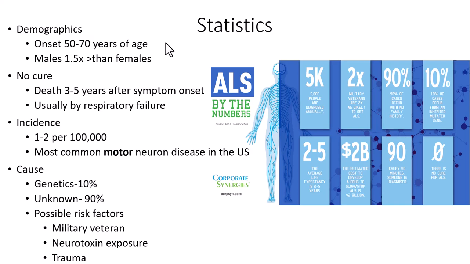the United States. I've highlighted the word motor here because it does not affect sensory function. It specifically targets alpha motor neurons and upper motor neurons in the motor cortex. Approximately 10% of individuals have a genetic component that predisposes them to ALS. The others are unknown. 90% of individuals with ALS do not have a family history. There are some possible risk factors associated with developing ALS, and those are being a military veteran, having neurotoxin exposure, or some sort of trauma.